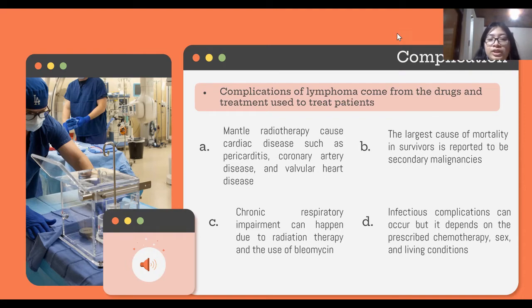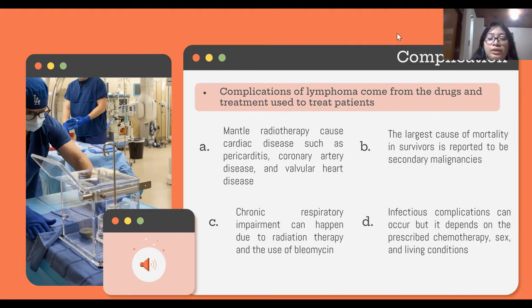Complications of Hodgkin and non-Hodgkin's lymphoma could come from the drugs and treatment used to treat the patient. Mantle radiotherapy could cause cardiac disease such as pericarditis, coronary artery disease, and valvular heart disease. It is a fact that the largest cause of mortality in survivors is reported to be secondary malignancies post-treatment. Chronic respiratory impairment can happen due to radiation therapy and the use of bleomycin.